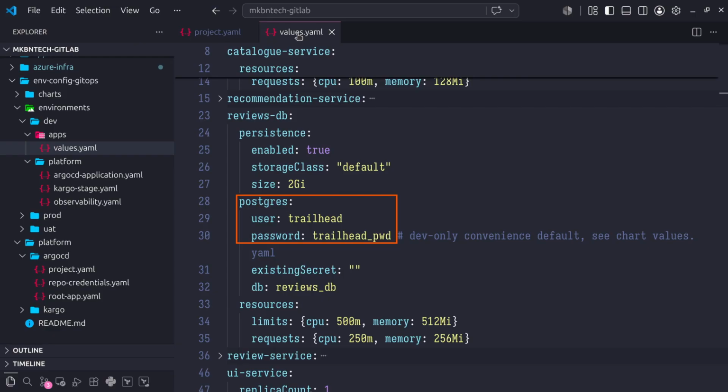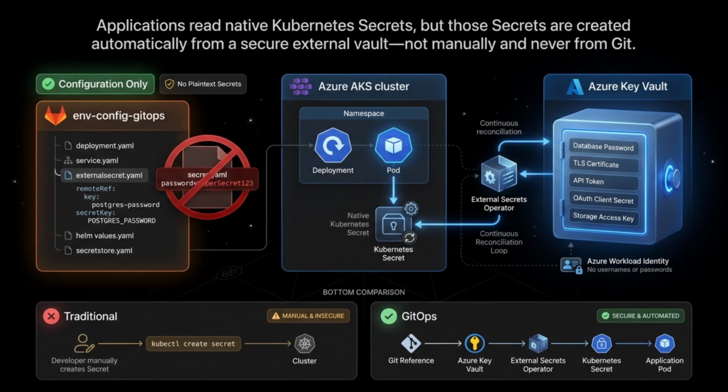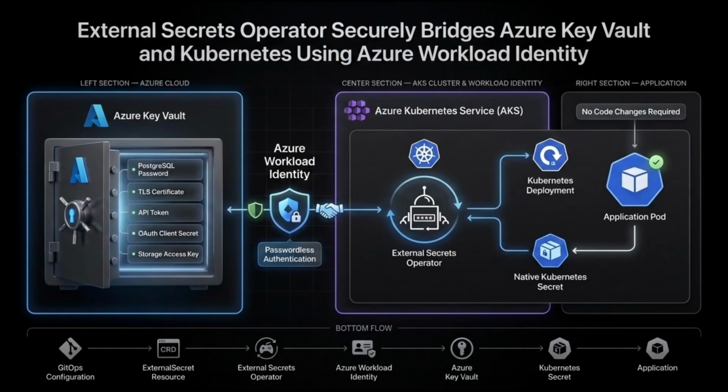Today, we are stripping all hard-coded secrets out of Git and moving them into Azure Key Vault using the External Secrets Operator. Before we type any commands, let's quickly look at how this works. Normally, when a pod needs a password, it reads a native Kubernetes secret, but we don't want to manually create those secrets, and we certainly don't want to store them in Git. Enter the External Secrets Operator, or ESO.